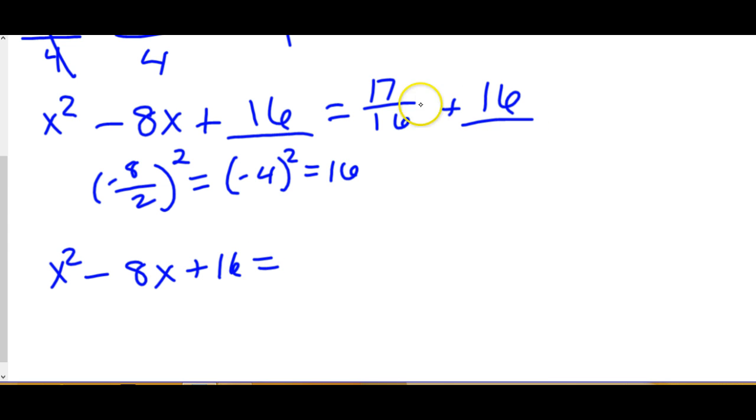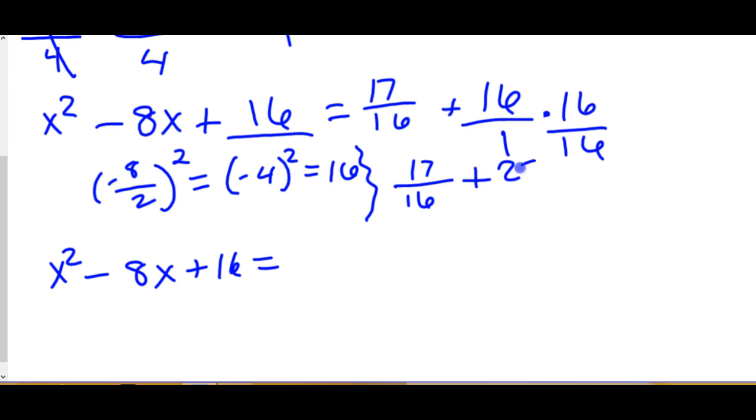Now in order to add these together, I need them to have a common denominator. 16, we can put it over 1, but we would have to multiply top and bottom by 16 in order to make the bottom match the first fraction. So 16 times 16 is 256. So we have 17, and this is separate side work, 17 over 16 plus 256 over 16. Adding those together, 256 plus 17 is 273 over 16.